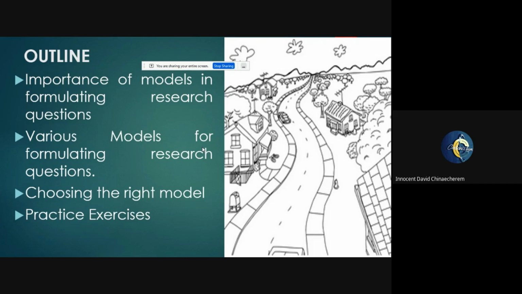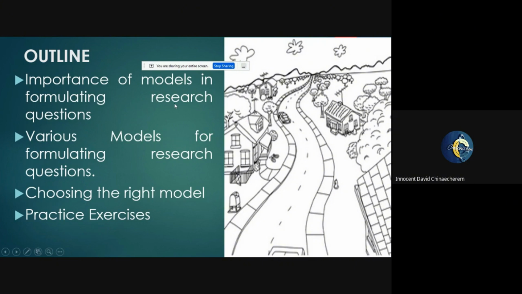But it's very clear that if you use a clear-cut model, some of the models we're going to be explaining today, it makes formulating your research question very, very easy. It's just more like a snapshot. It goes straight to the point, and technically it makes your research very easy.